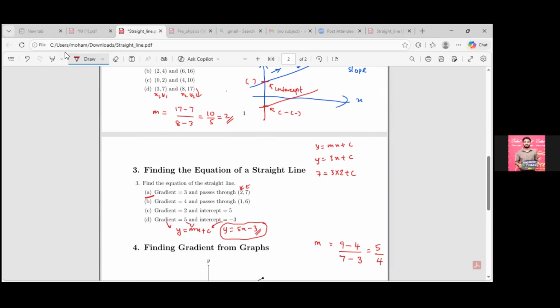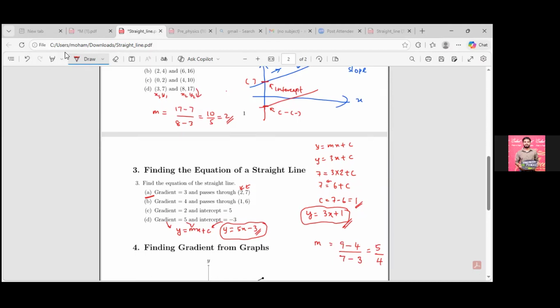So I just substituted the x and y coordinates into the equation y equals 3x plus c. So y is 7, x is 2. So 7 equals 6 plus c. Take 6 to the other side. c equals 7 minus 6, which is 1. So the intercept is 1. The gradient is given as 3. So the equation is y equals 3x plus, instead of c I can put 1. So this is the equation of the straight line.